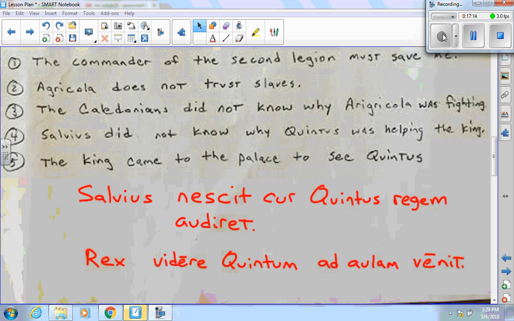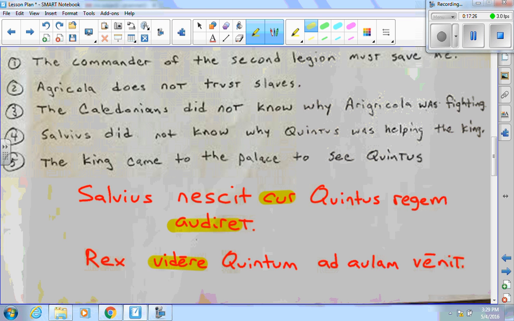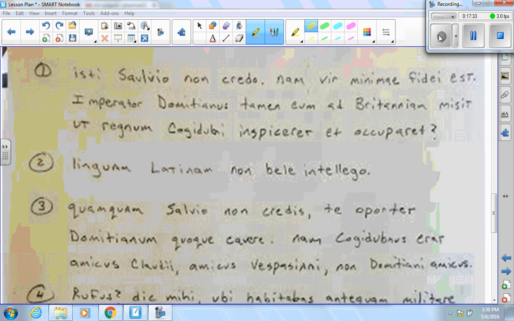The last 2, Salvius nescit cur Quintus regem. Again, wanted to make sure that you see how to use the introductory question with the subjunctive. The last one is to see if you can use that infinitive phrase, so that you understand that Quintus is the direct object of videre.